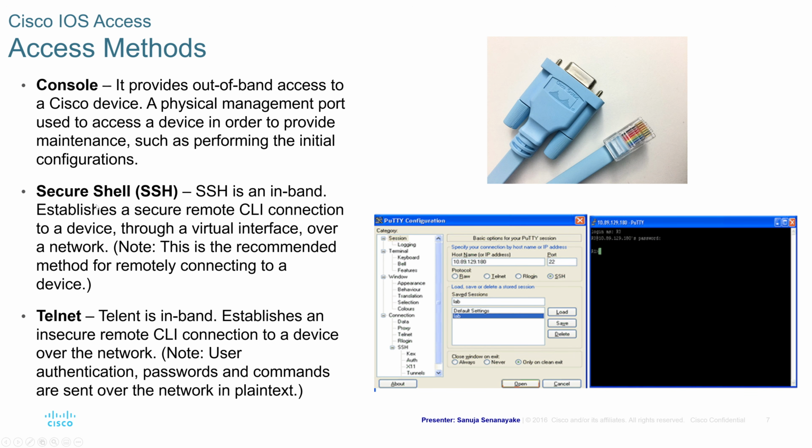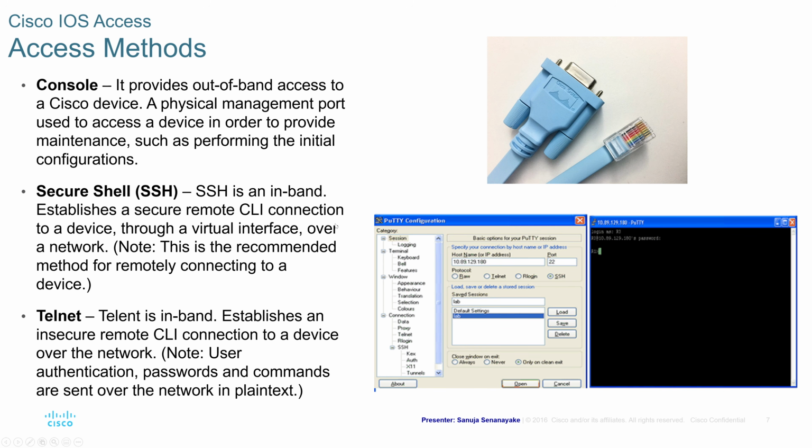The next one is the secure SSH, or secure shell. SSH is an in-band connection and establishes a secure remote CLI connection to a device through a virtual interface over the network. This is the recommended method by Cisco as well as other IT professionals because it provides remote connection to your Cisco devices with a secure line.